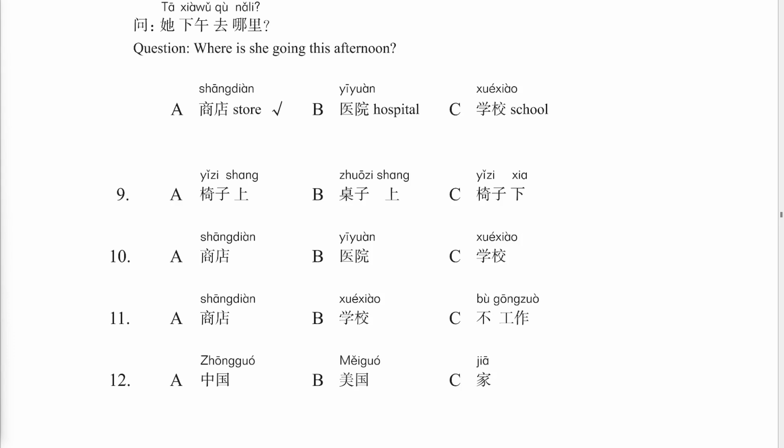11. 他爸爸是医生，妈妈不工作。他妈妈在哪儿工作？C. 他妈妈不工作。12. 他儿子在中国，他女儿在美国。他女儿在哪儿？在美国。Very good.